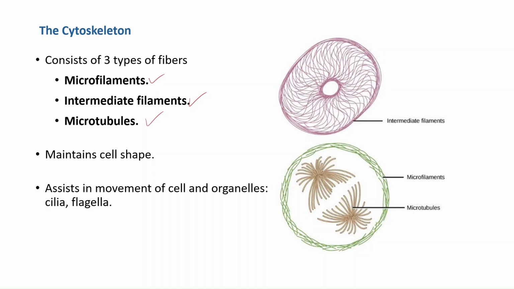But all of them together, they're going to maintain the cell shape. Notice the intermediate filaments are crisscrossing the cell. The same thing, the microfilaments are right under the plasma membrane. So together, they maintain the shape of the cell. They assist in the movement of the cell because when you have cilia or flagella, and you can have them in eukaryotic cells too, they're made up of microtubules. And that allows the cell to move, or to move the environment around them too.